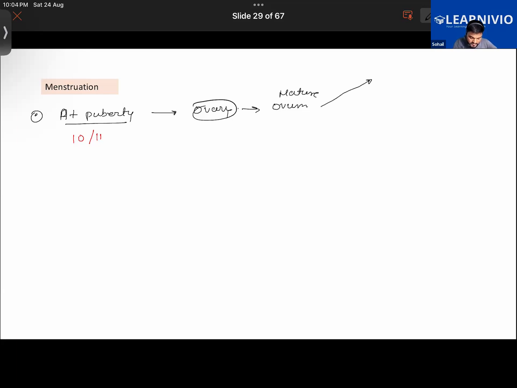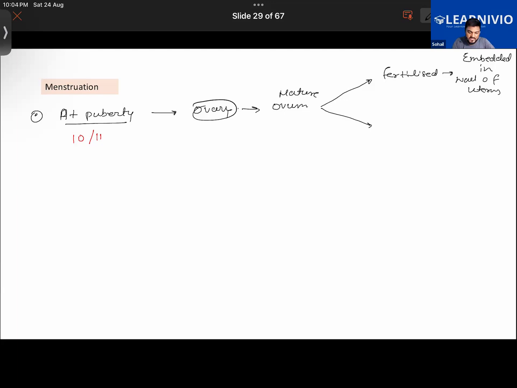Now, two things will happen. If it is fertilized, it will be embedded into the wall of the uterus, right? Embedded in the wall of the uterus, and from here the growth of the embryo and the fetus will take place. We will be learning about that later on.